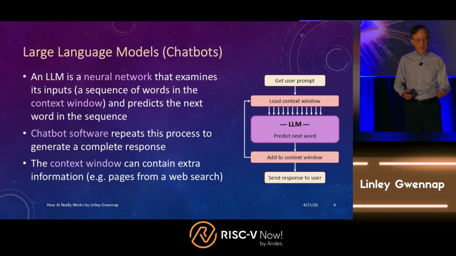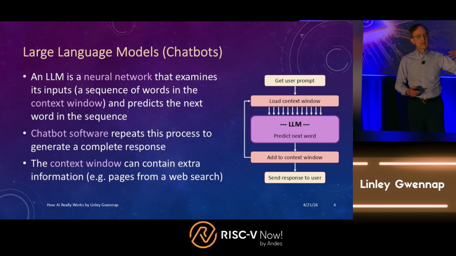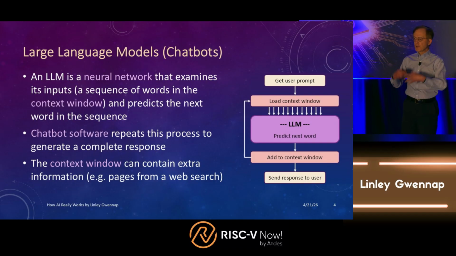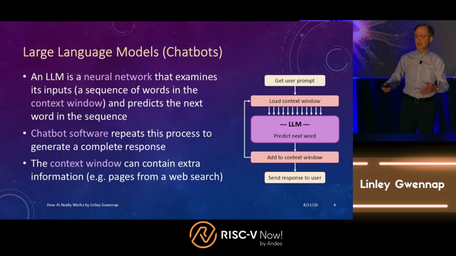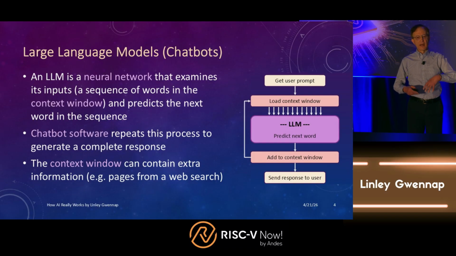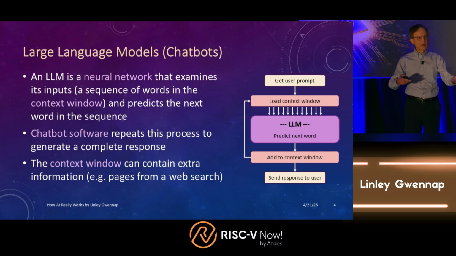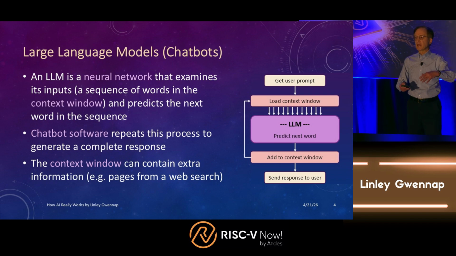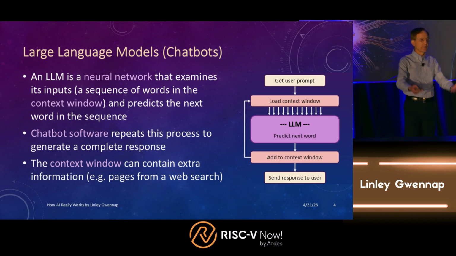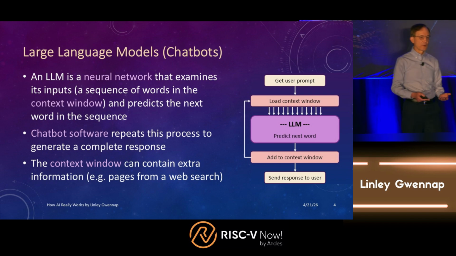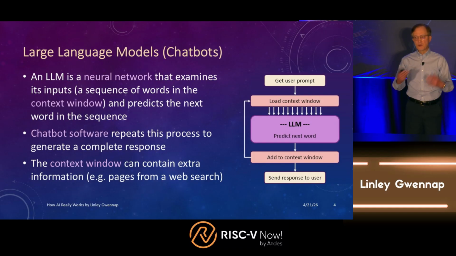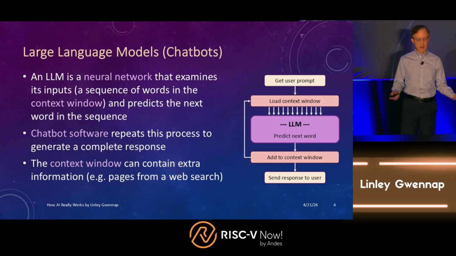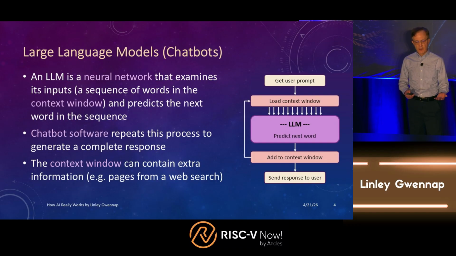very quickly here. But in order to produce what you see when you use a chatbot, the neural network takes your inquiry and produces the first word in the response. That word is added back into the context window. Then you run the neural network again to generate the second word in the response. And then you keep doing this until you have something that looks like a complete response to your query.